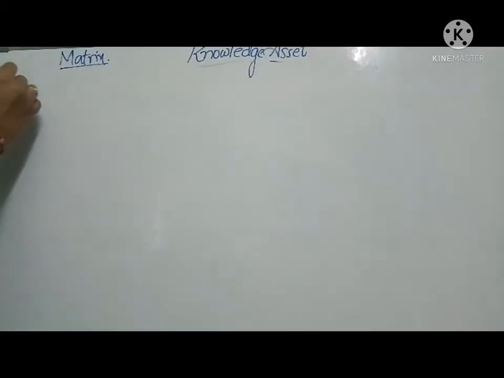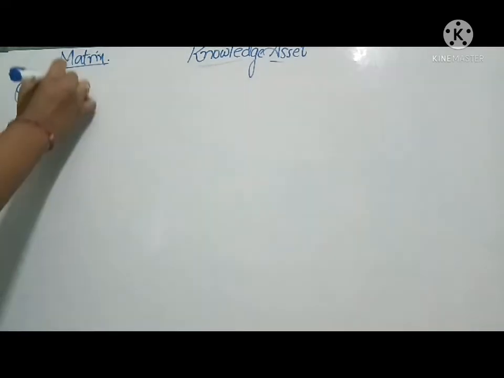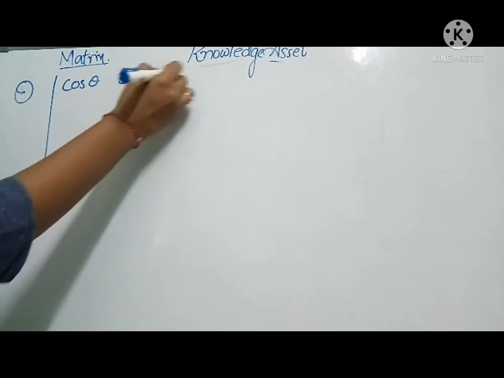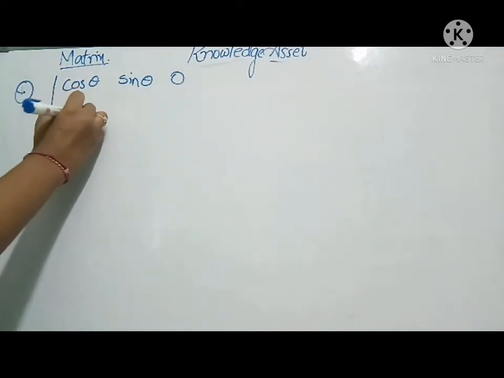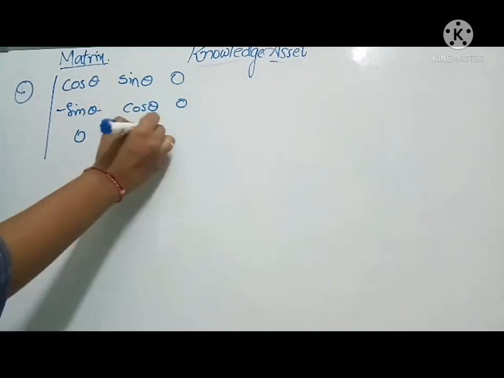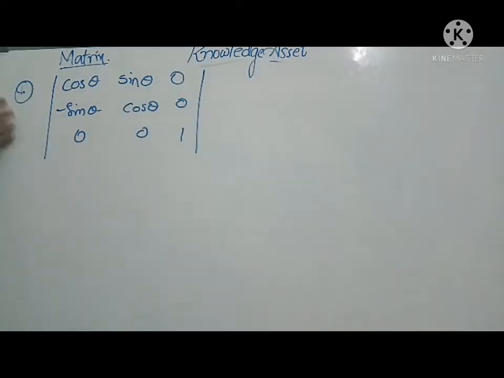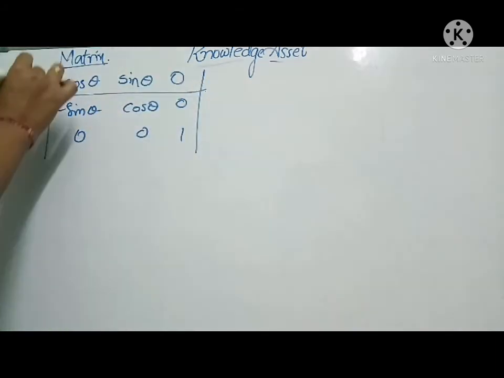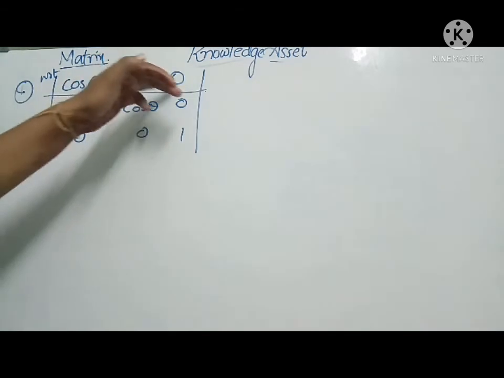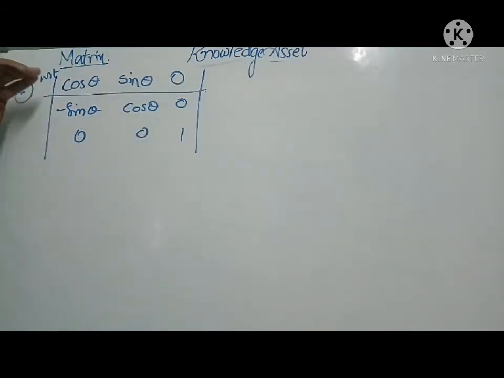Next, find the determinant of the matrix [cos θ, sin θ, 0; -sin θ, cos θ, 0; 0, 0, 1]. Finding this determinant is somewhat complex when we expand with respect to the first row, cos θ, sin θ, 0. With respect to row 1 and row 2, it is somewhat complex.